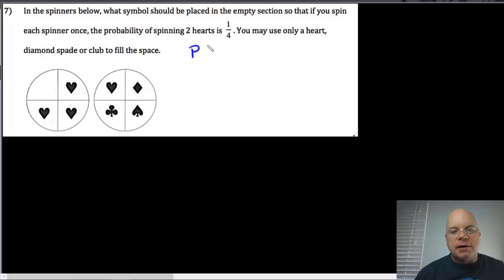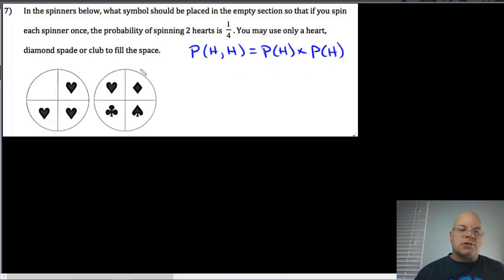We want the probability of heart, which will be equal to the probability of heart on the first spinner multiplied by the probability of heart on the second spinner. Probability of heart on the second spinner we can calculate because we know all the spaces on the second spinner. We have 1 of each suit on the second spinner, so that's 1/4 multiplied by, we don't know what, but we know we want the probability of spinning 2 hearts to be 1/4. So this must be 1. This can't be anything other than 1 if this overall probability is 1/4.